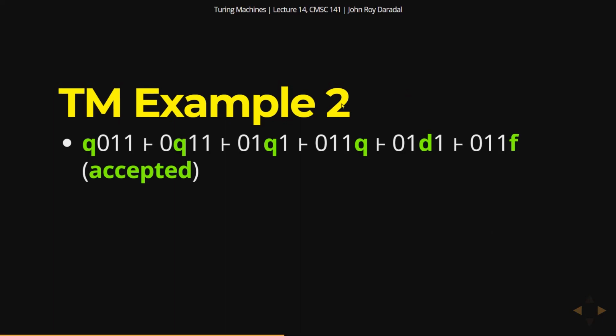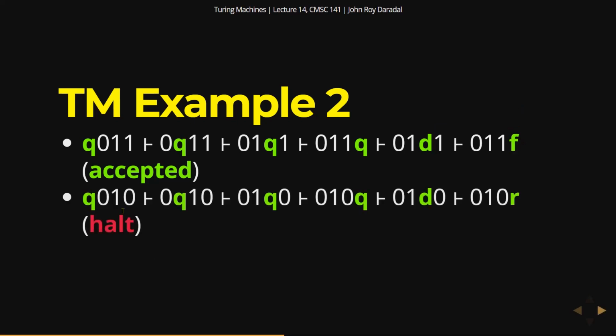So if you have 0, 1, 1, then from state Q, it will just pass through everything, it will ignore that. And then now we've reached the end of the string, so we will go back to the left and go to state D and decide. In state D, check the current symbol. It's 1, so it is odd. So we'll go to state F. It's accepted.